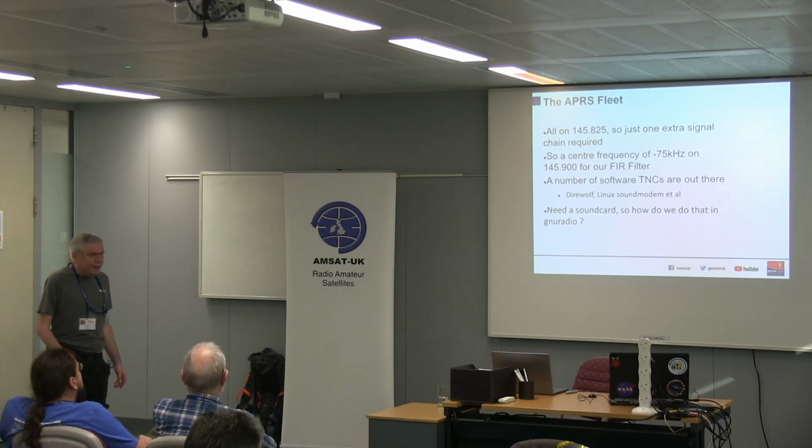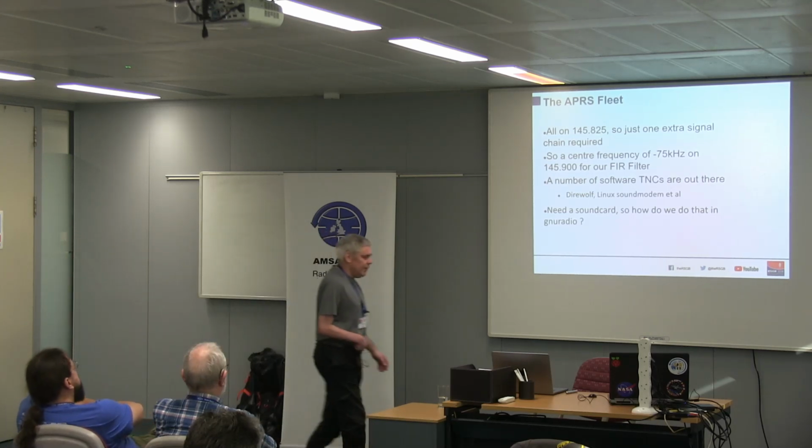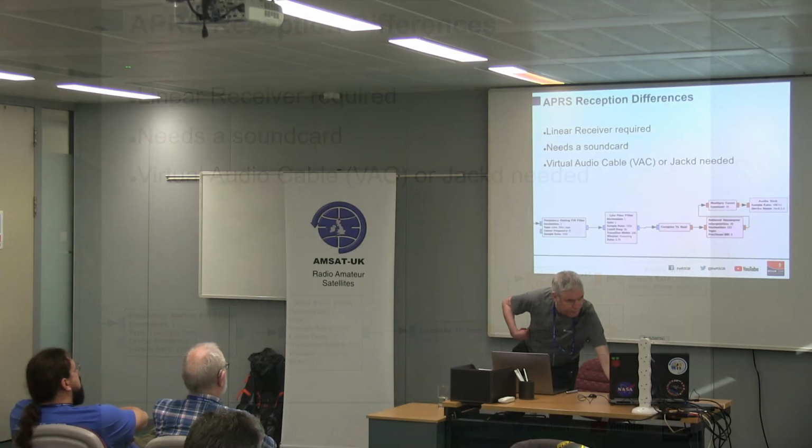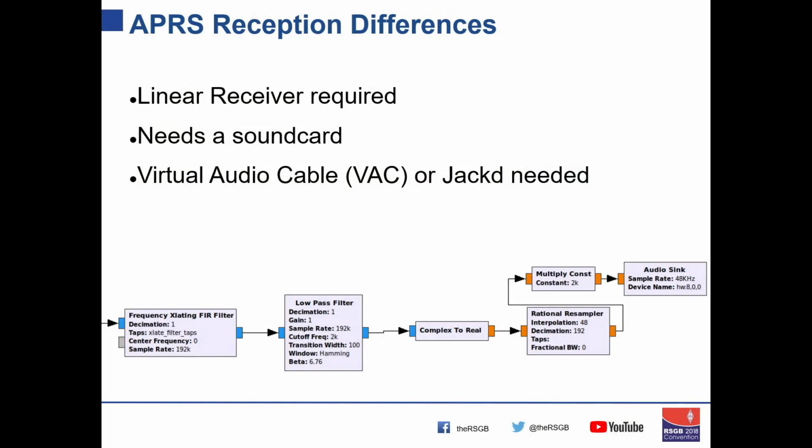So how do we do that in GNU Radio? Now, you actually need a linear receiver. It needs a sound card, as I said, but actually you send audio out to the sound card. So you need a way to get it into your software decoder. So you need a virtual audio cable, or in Linux, you might use JACK.